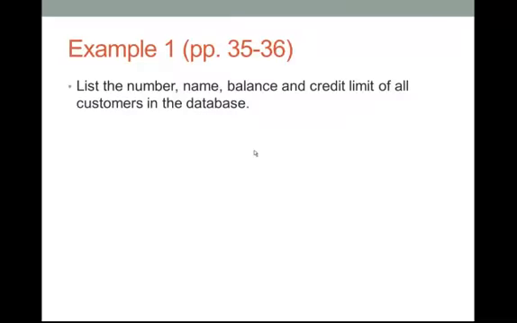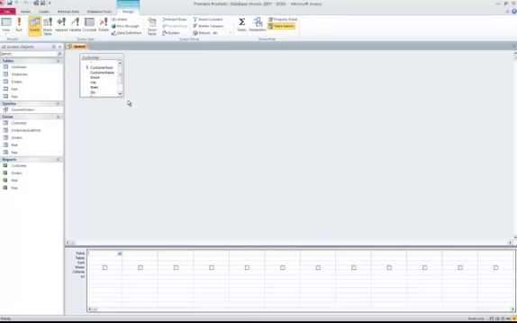For this example, I want to list the number, name, balance, and credit limit of all customers in the database. So I want to list the customer number, name, balance, I can make this a little taller, balance, and credit limit of all customers. Notice that I simply double-clicked each of those fields to make it pop into the bottom half of my query grid.